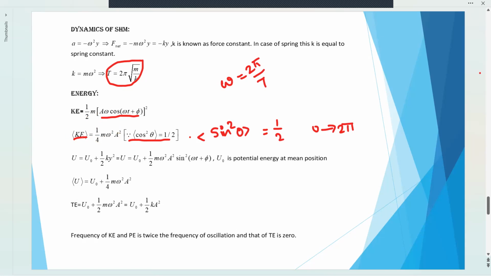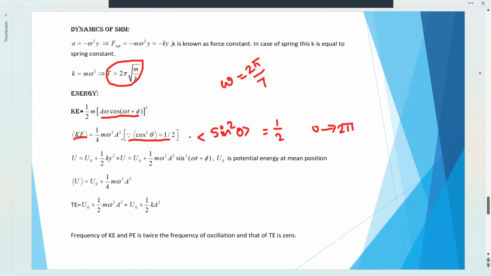Right. So here we have to focus on 0 to 2 pi. What is the meaning of that? Here we are taking the average value in one cycle. Getting the point? One cycle means starting from the mean position to the right extreme, back to the mean position, from the mean position to the left extreme, and again back to the mean position. This is one cycle.